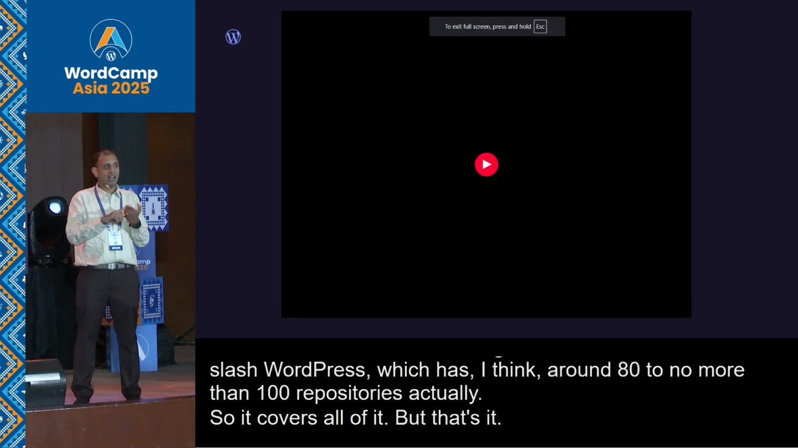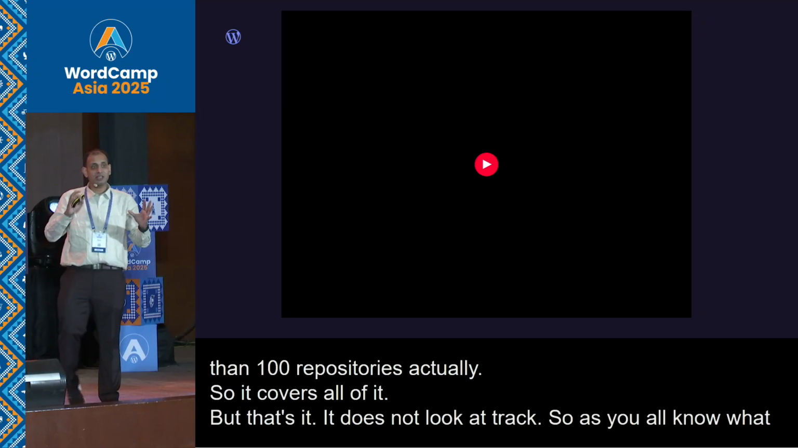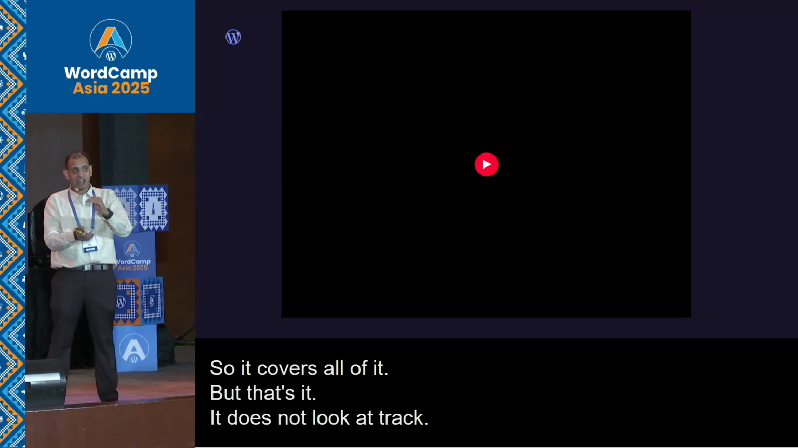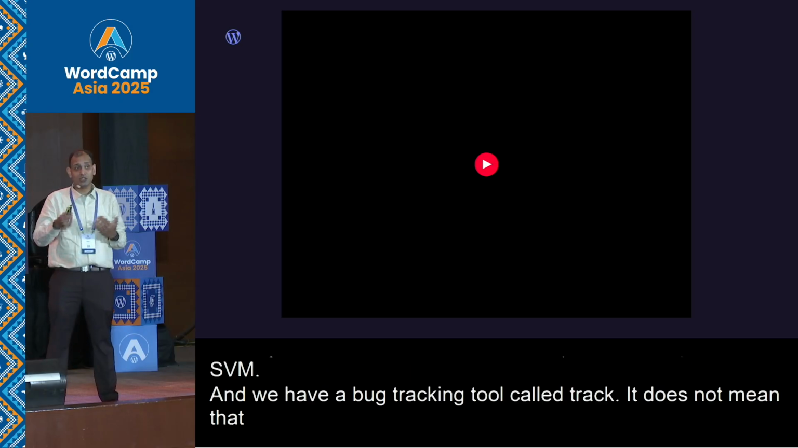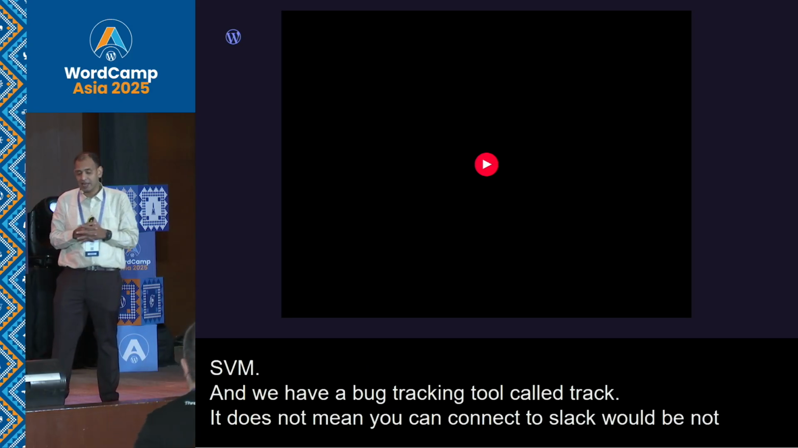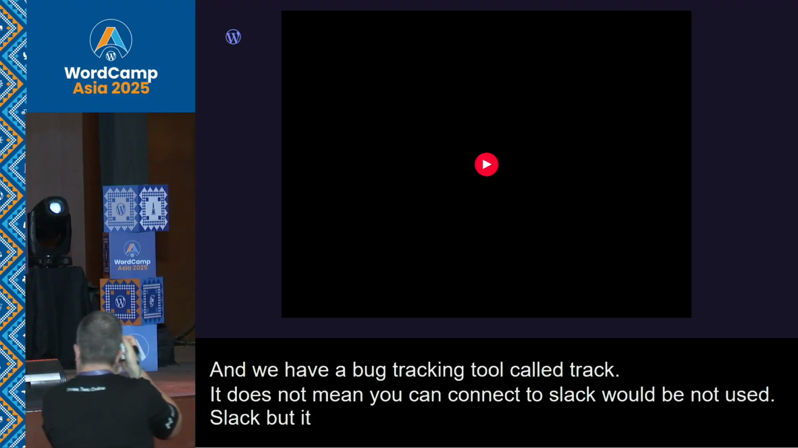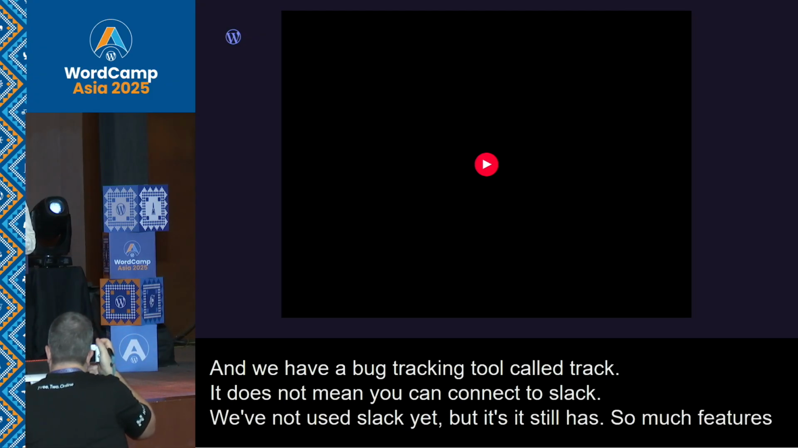It does not look at Trac. As you all know, WordPress development takes place through SVN, and we have a bug tracking tool called Trac. It does not. Bitergia can connect to Slack, but we've not used Slack yet. But it still has so many features which we can explore.